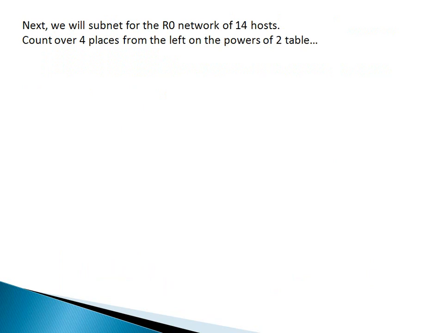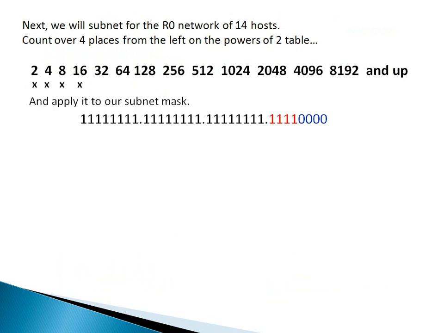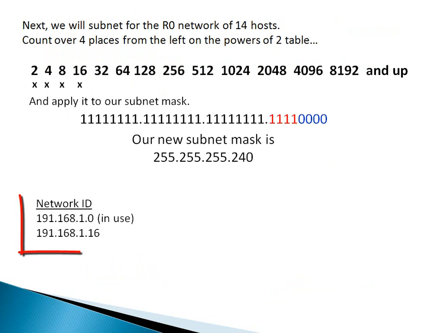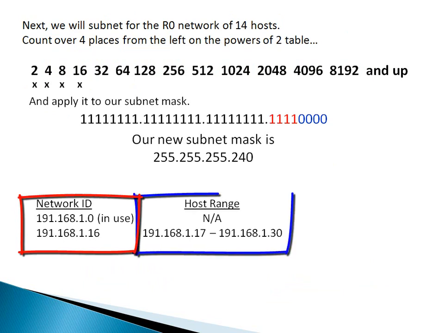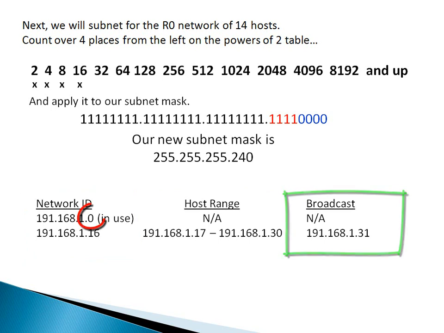Next, we will subnet for the R0 network of 14 hosts. So we count over 4 places from the left on the powers of 2 table and apply it to our subnet mask. The mask changed to 255.255.255.240. Here's our network ID, our host range, and our broadcast for our 1 network. We start with the .0. We cannot use it because we already used it for one of our backbone networks, but we still use it as a placeholder to start for our interval.